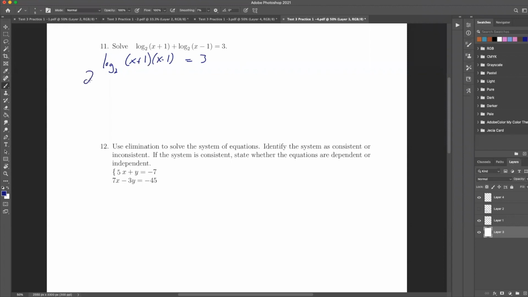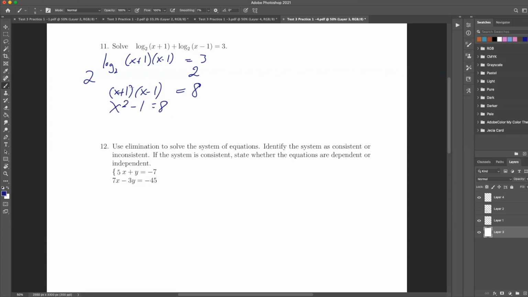The second step is we want to raise everything to the second power. And so I usually just do this as shorthand. Just write 2 to all this, 2 to all this. Well, 2 to the third is 8. And 2 to log base 2 is just whatever's up top. So this would be x plus 1, x minus 1. Yeah. So this cancels this. This turns into 8. So here we need to resolve this. So this becomes x squared minus 1 equals 8.